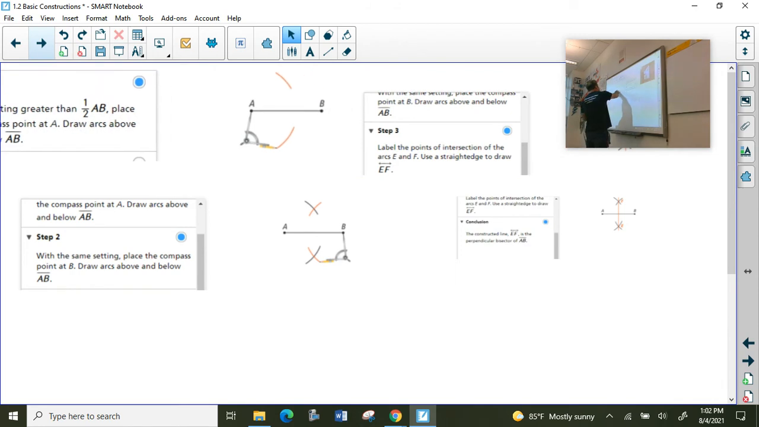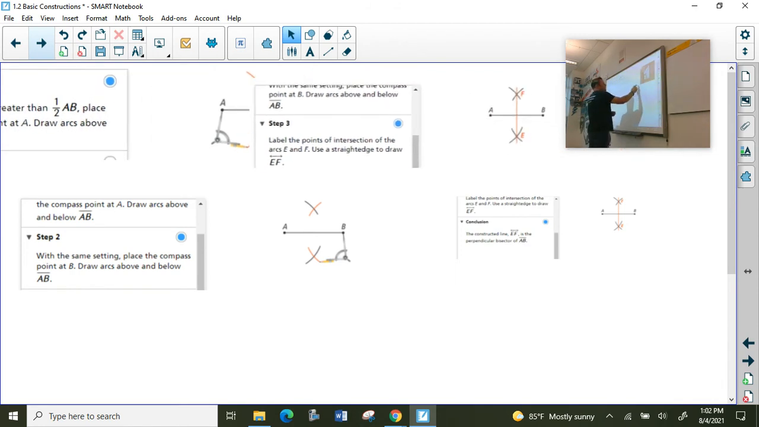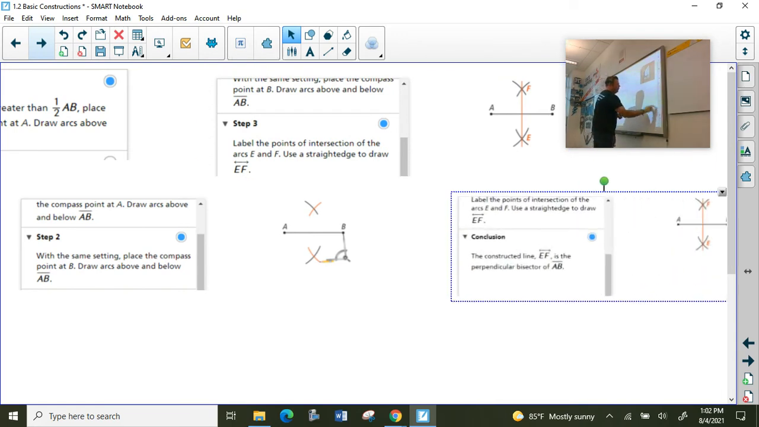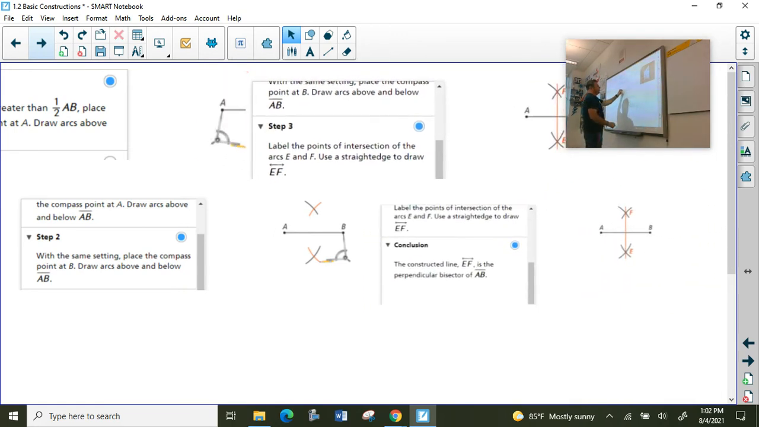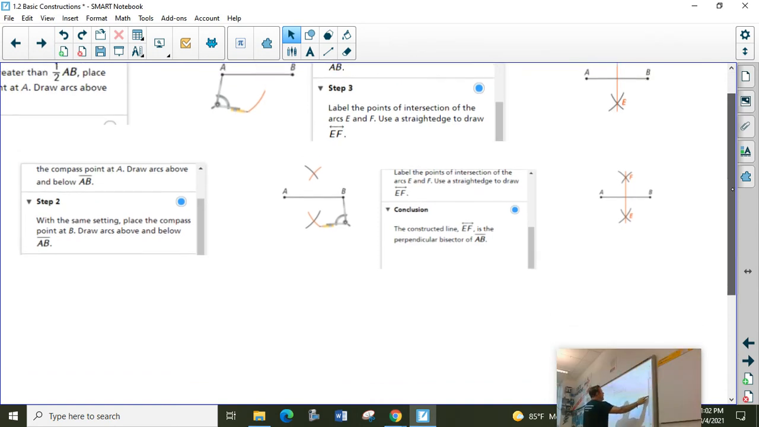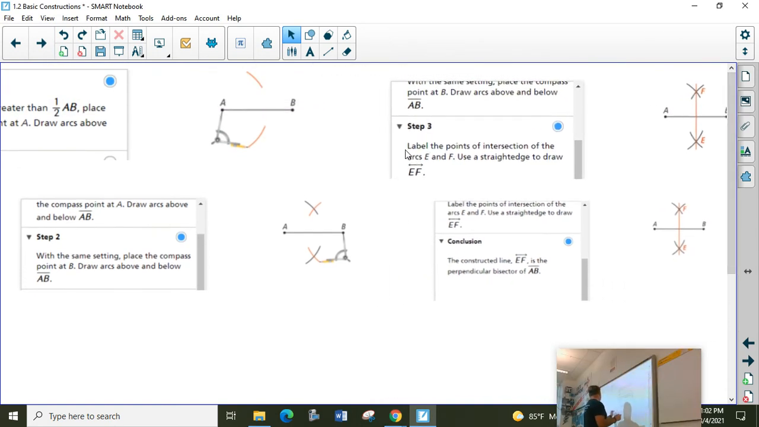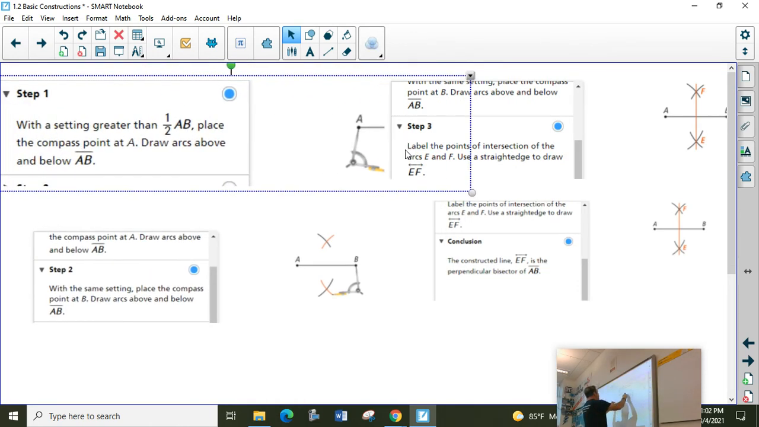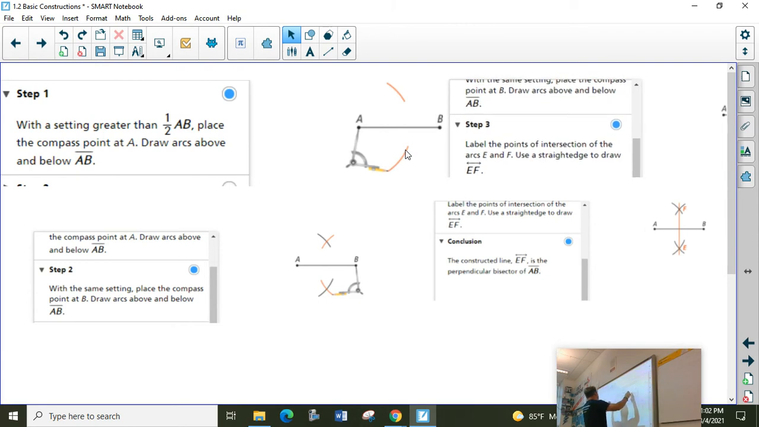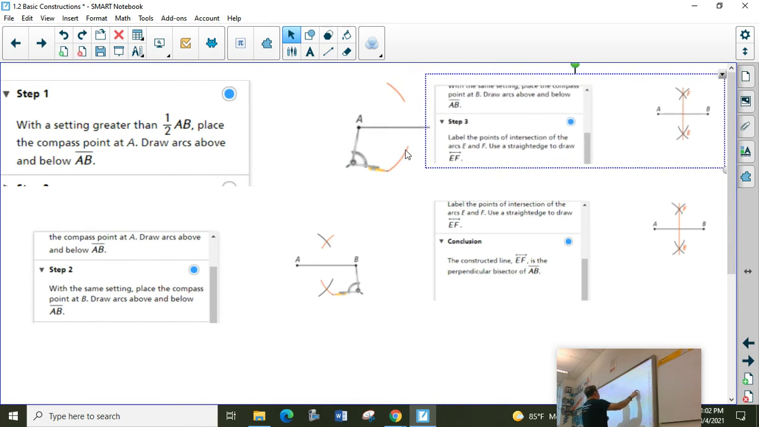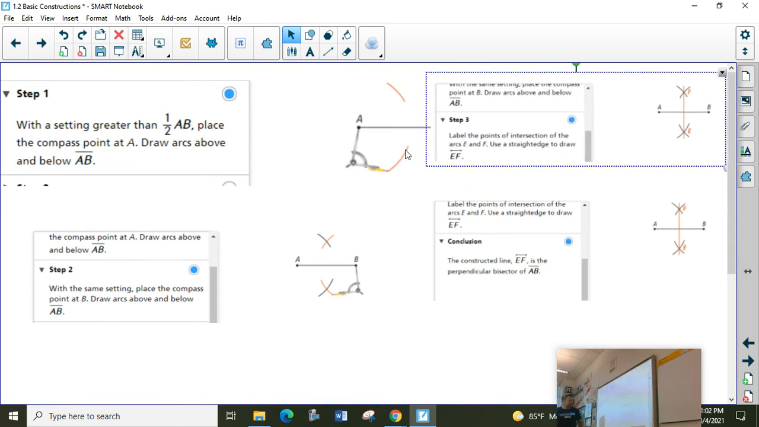Next, you're going to label E and F, okay, the two intersection points. And your last step is simply connecting them, okay? So I'm going to make these steps. If you need to write them down, I totally understand. Pause the video, okay? So pause it if you need to here. So you can see them, okay? Then I'm going to do it with you all.